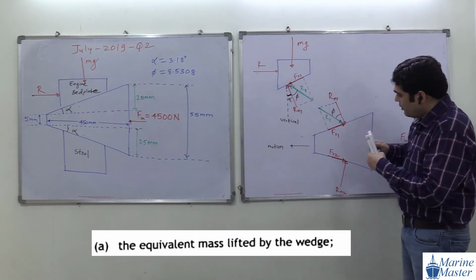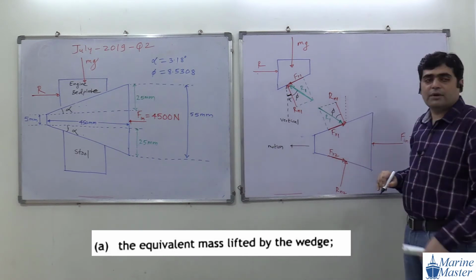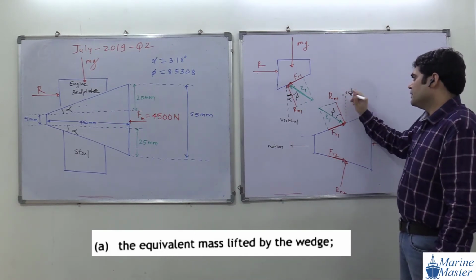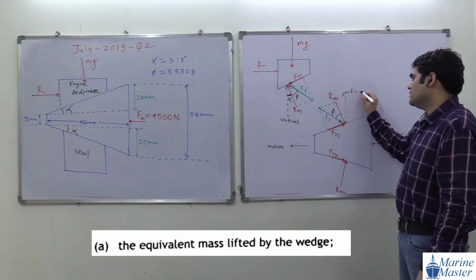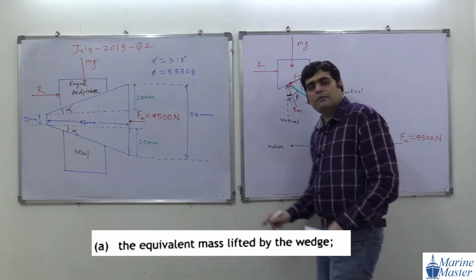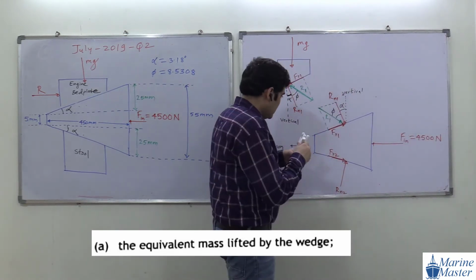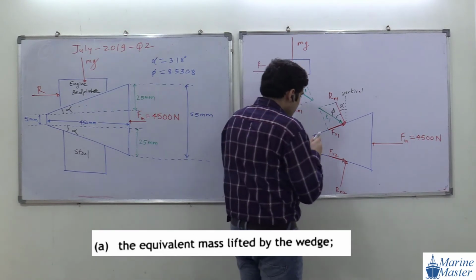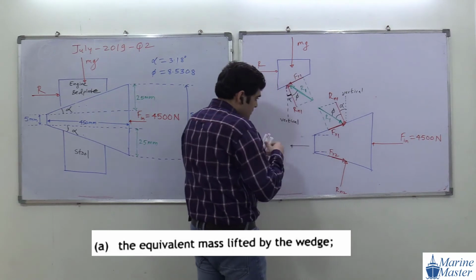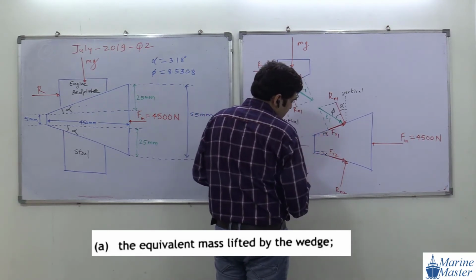Then the next point: this is a vertical line. This is vertical. So this angle will be alpha. Okay, see the scenario. This angle is alpha. The same angle: here I am showing alpha, and here also I am showing alpha. See the drawing, everyone.